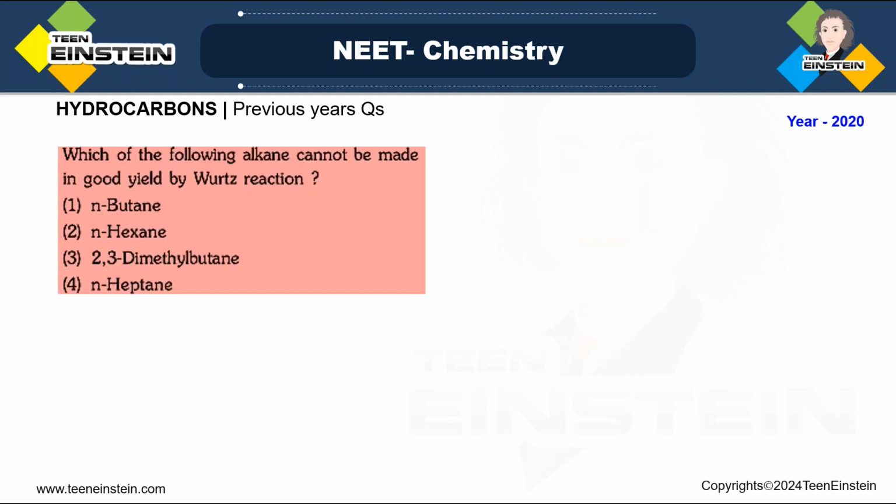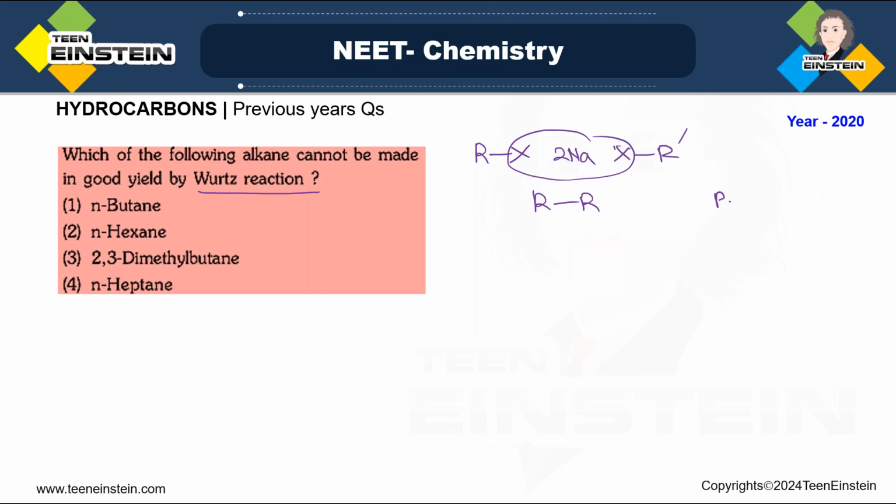Which of the following alkanes cannot be made in good yield by Wurtz reaction? So in Wurtz reaction, what we do, we take one RX, another RX. Now these two may be different or may not be different, but mostly we take the same. So when it is the same, this part is removed and you get an R-R linkage. But suppose if it is R prime, now there are several possibilities.